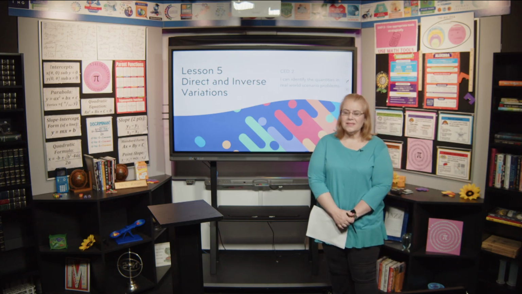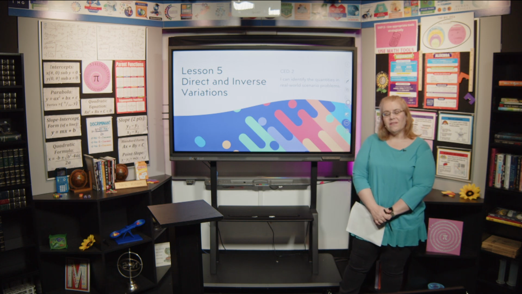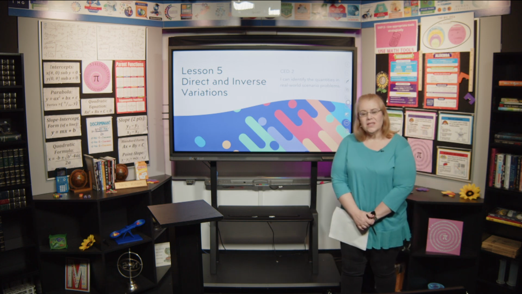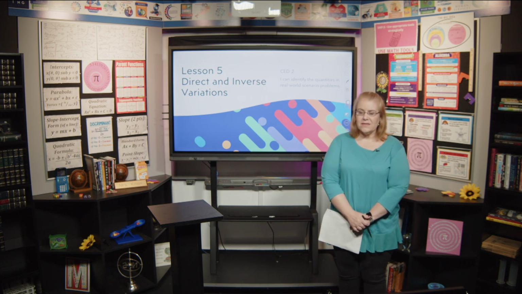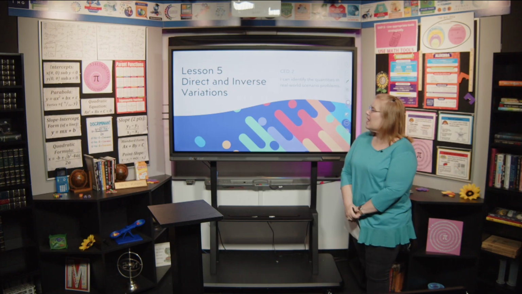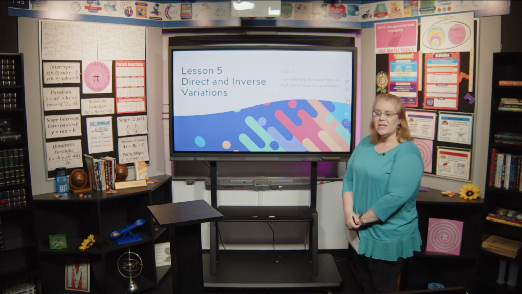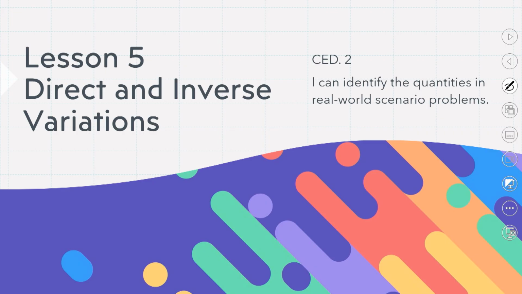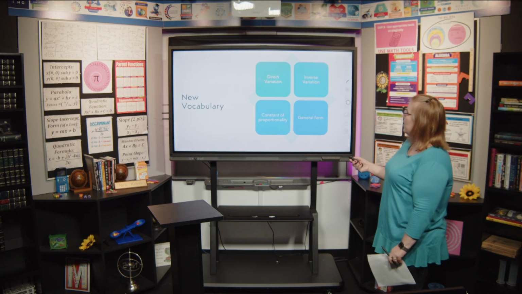I am Miss Killen. This is Algebra 2. We're in Unit 5 now. We're looking at linear equations and inequalities and functions, and today we're looking at direct and inverse variations. We've got ECD2: I can identify the quantities in real-world scenario problems. So let's go ahead and look and see what we've got going.